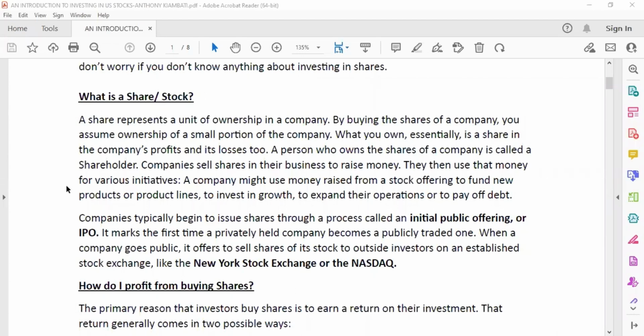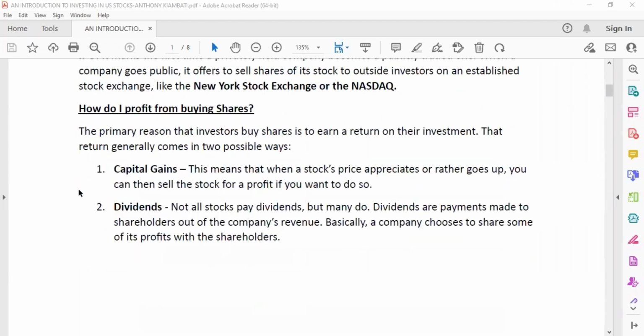Okay, so I think by now everyone knows what a share is. So how do you profit from shares? Why should you invest in shares? There are two ways you profit from shares. The first one is called capital gains. Putting it simply, capital gains is when you buy a stock at 20 US dollars, and then the company performs well and the stock goes to 40 US dollars. The moment you sell the stock at 40 US dollars, you will have made a 100% profit. That's what we call capital gains.